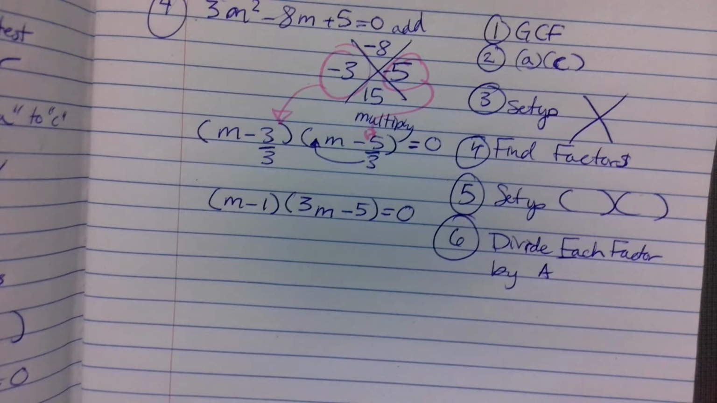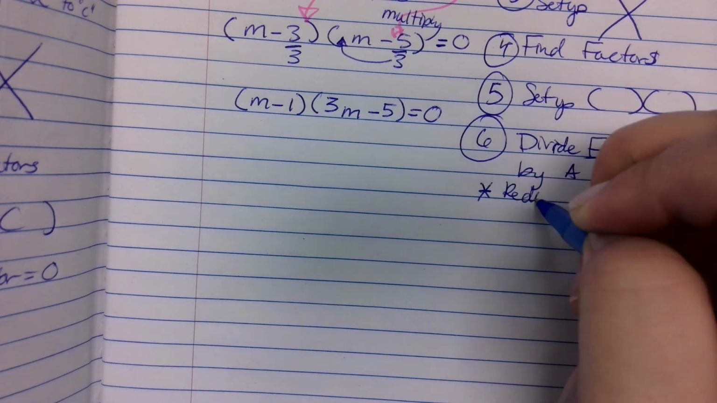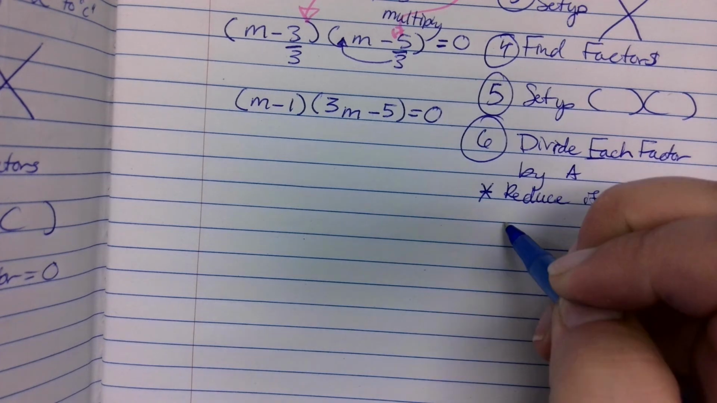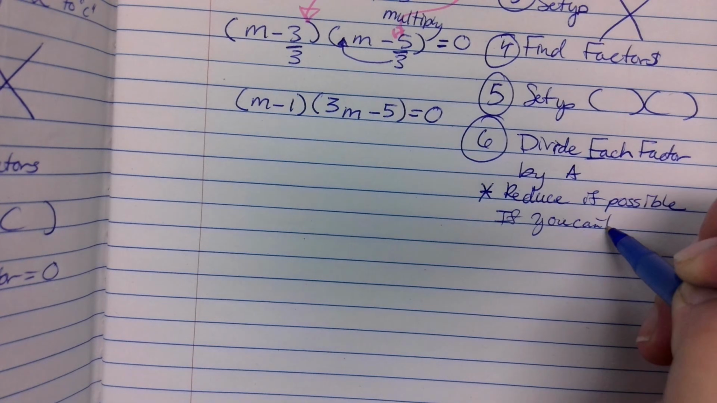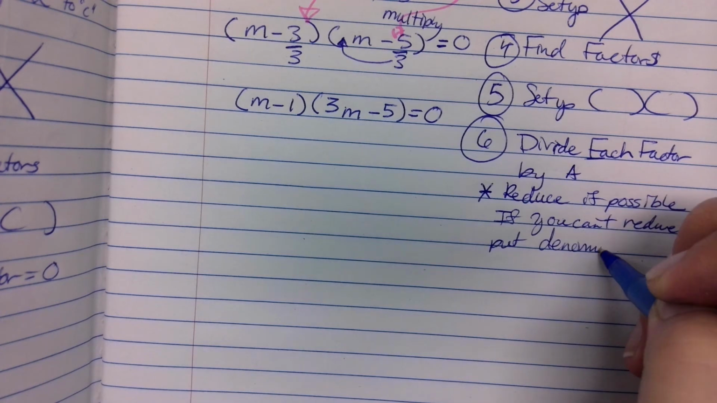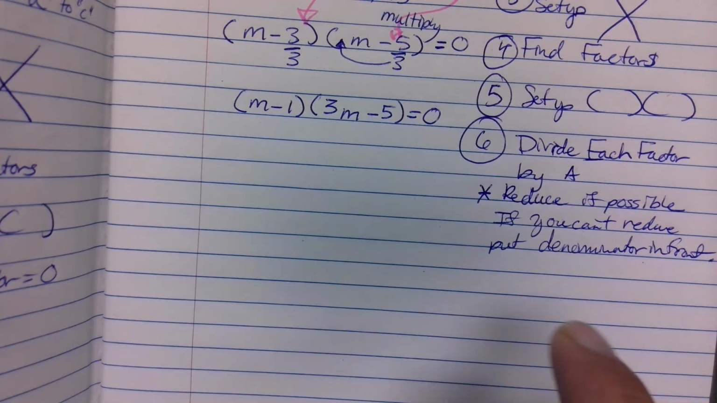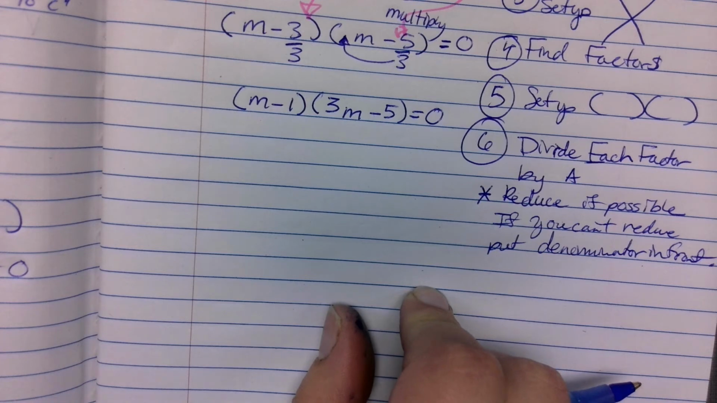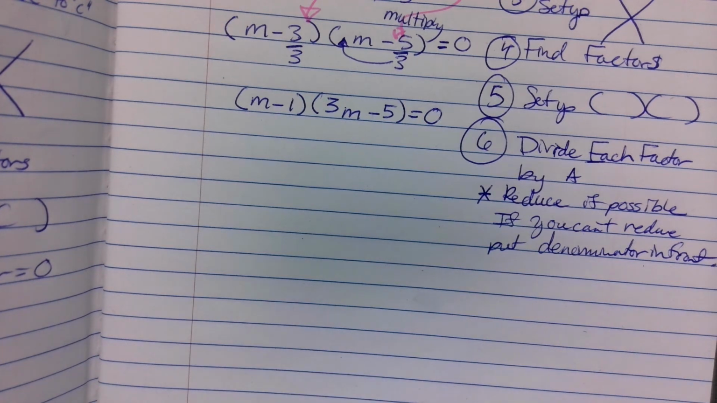Here are some things to know. Reduce if possible. If you can't reduce, put the denominator in front. Now this has worked for me for, I want to say 20-something years. I've used it through multiple levels of calculus. Works every time. And those are my factors, and now I keep going.